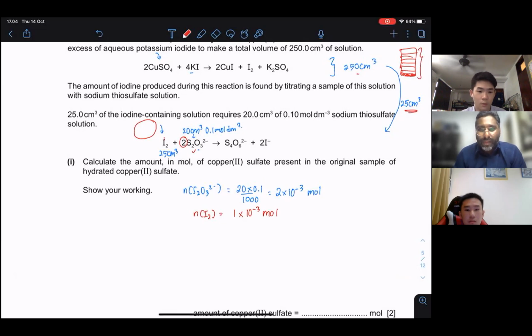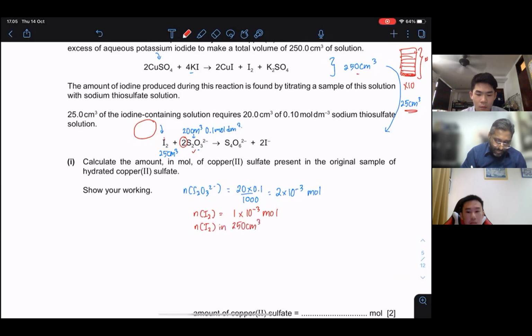So how to get it done? You need to change it to 250. So how many 25 cm cube are there? Must be 10. So I times that by 10. So the number of moles of I2 in 250 cm cube solution is going to be 1 times 10 negative 3 times 10, which is going to be 1 times 10 negative 2 moles. So now I know that this is 1 times 10 negative 2.